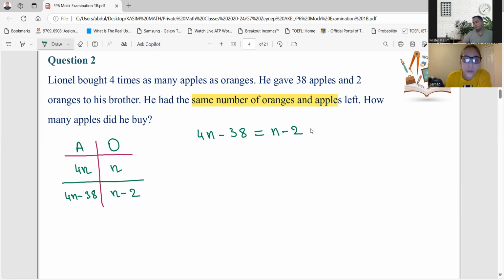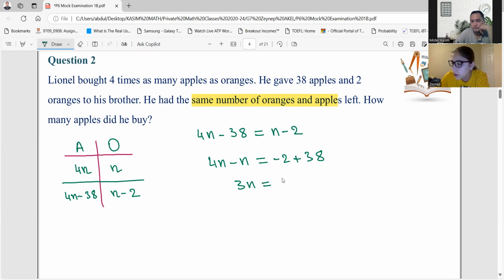So to solve this, we would do 4n minus n equals -2 plus 38. So that would equal 3n equals 36, which is 12. Yeah. So n equals 12. Okay, good. And this part, actually, I know that you are really good at solving equations.